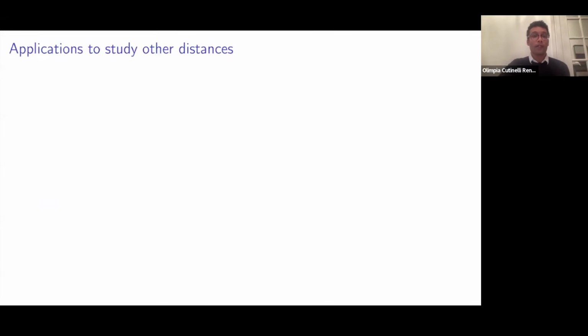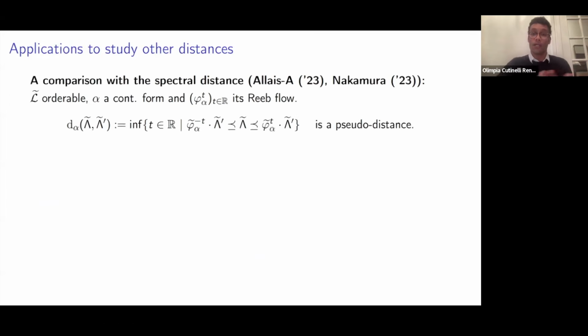And some applications to study other distances. So yes, maybe I talk a bit quickly about how we can use this distance to study other distances. So for example, with Simon Allais, and also this distance was independently constructed by Lucas Nakamura under the following assumption. So here you take L tilde to be orderable. So you just assume orderability of L tilde.